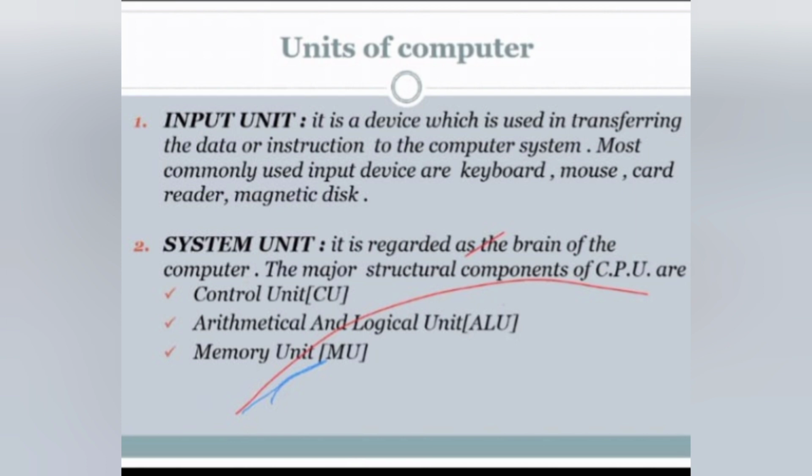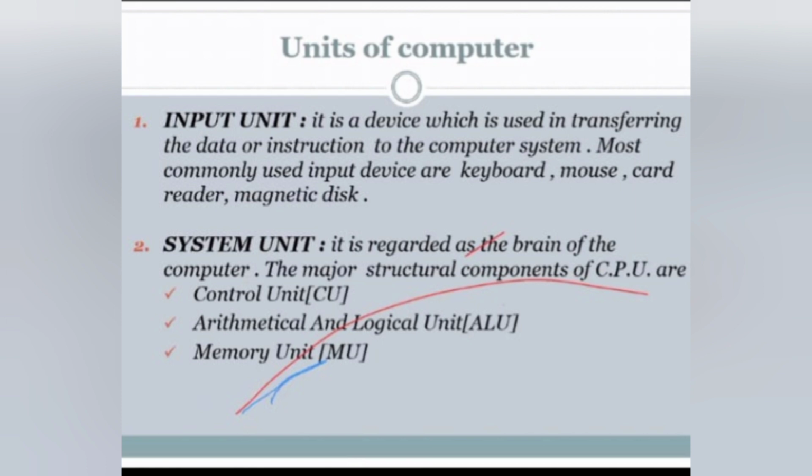The major structural components of the CPU are the control unit, the arithmetic and logic unit, and the memory unit. So these are the main three components of the CPU. Without these, the computer cannot take instructions. These help the computer to take instructions, like the CPU.